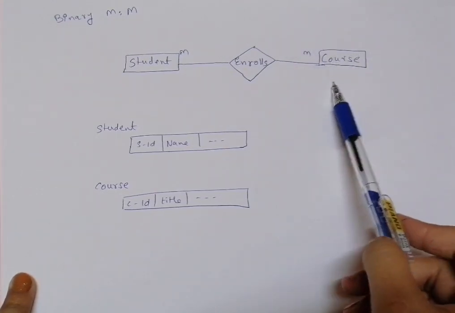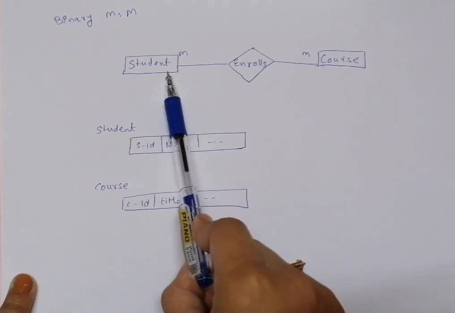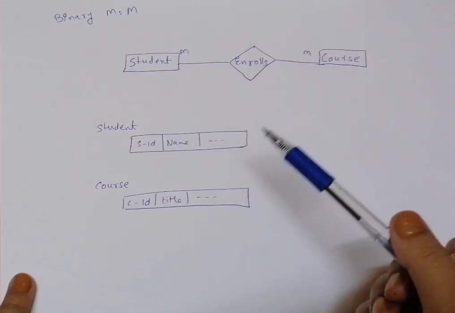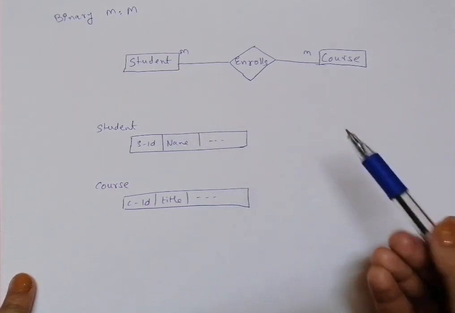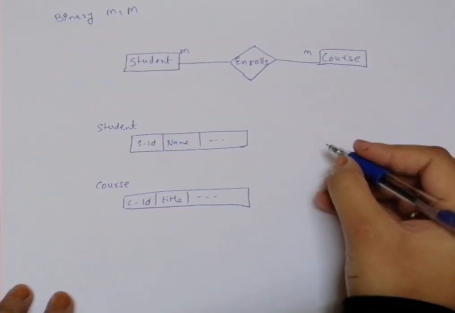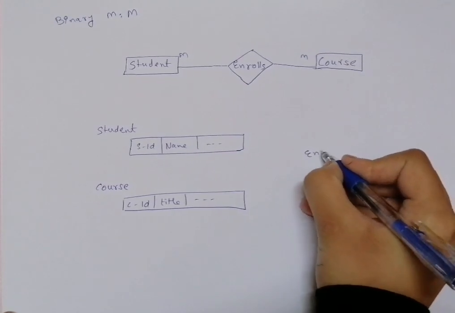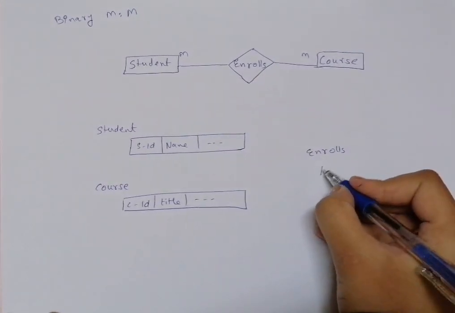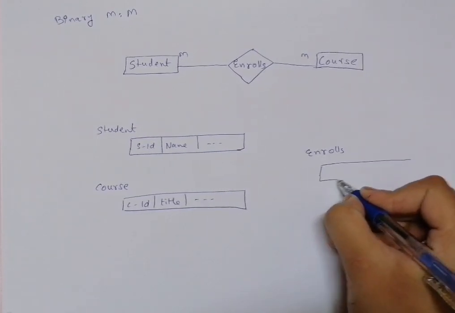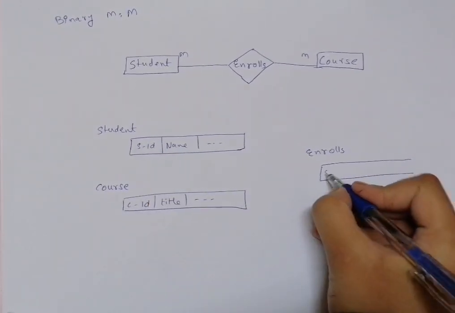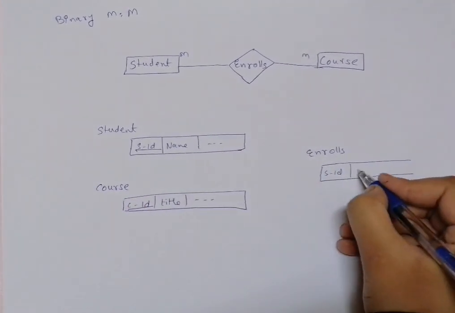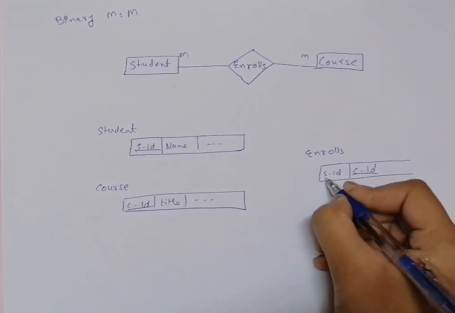And when you try to take course ID to the student, each student is involved in multiple subjects, so you cannot do it that way as well, because it will consume lots and lots of memory. So what you do is you create a new table with the name of this relationship and roles, and in this table you write the primary key of both of the entities, that is student ID and course ID, as a primary key of this table.